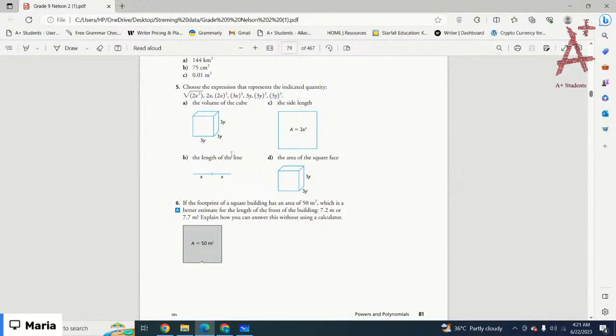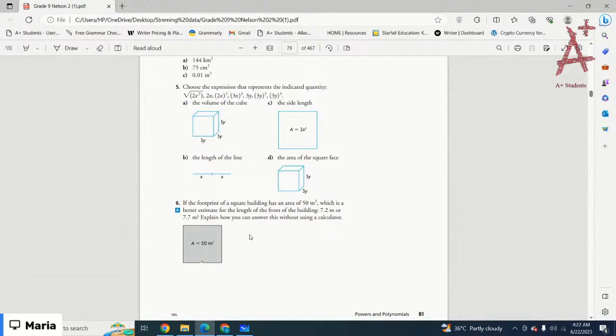Got it? Then you have this one that represents A equals 2x square. It would be the first one, square root of 2x square. Got it?